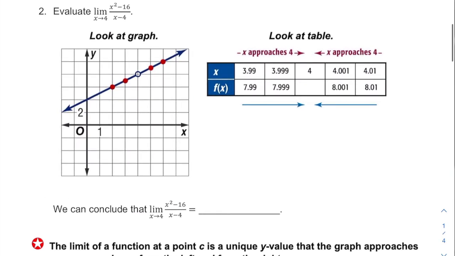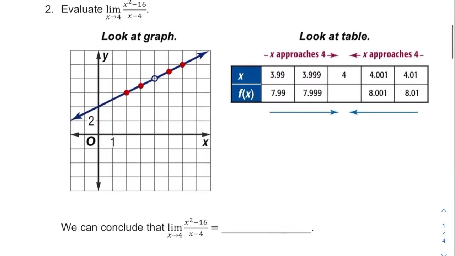Okay, now let's look at number 2. Another limit. Let's pay attention first to the function here. It says evaluate the limit as x goes to 4. So we're going to be looking at our graph at the x value of 4, looking at the y value of x squared minus 16 all over x minus 4.